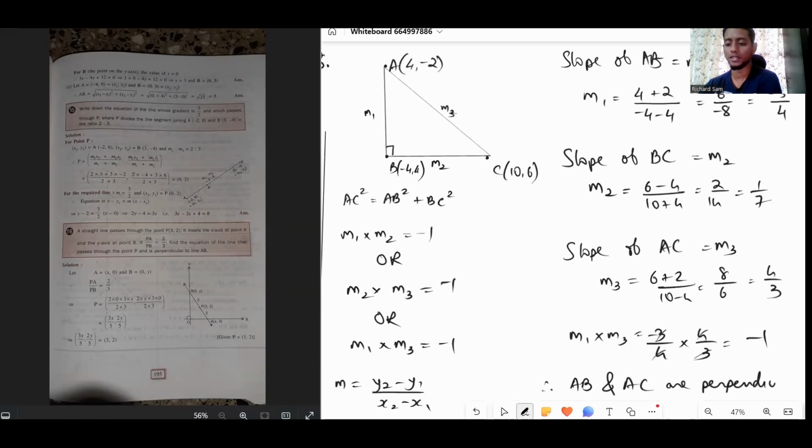So was that diagram correct? No. In our diagram, I drew AB and BC perpendicular. Remember, I said we don't know what is perpendicular, right? So you have to put 90 degree at A. Yes, at A it will be 90 degree because AB and AC are the sides perpendicular.